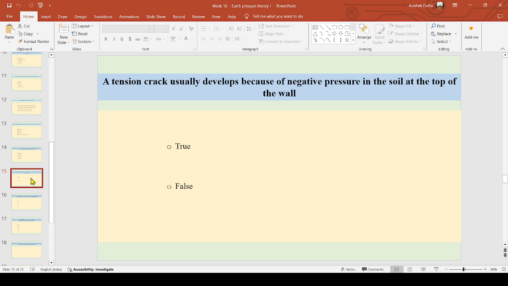I'll repeat the question once. A tension crack usually develops because of negative pressure in the soil at the top of the wall. Is this statement true or false? I hope it is clear. I'll go to the next question.